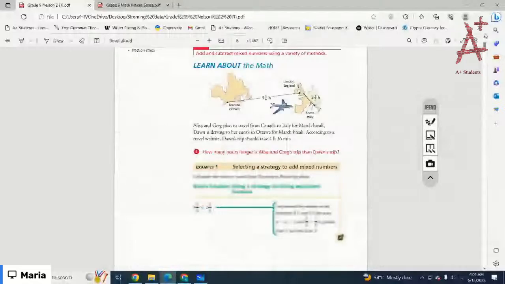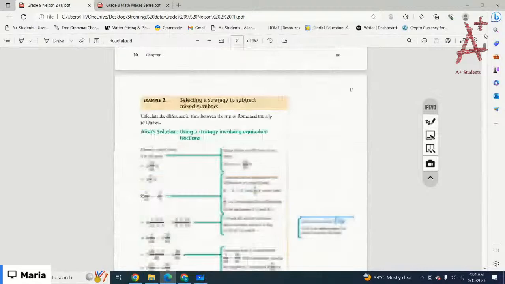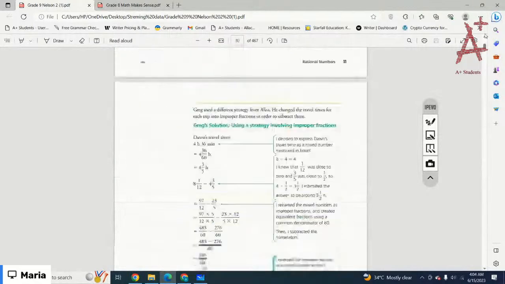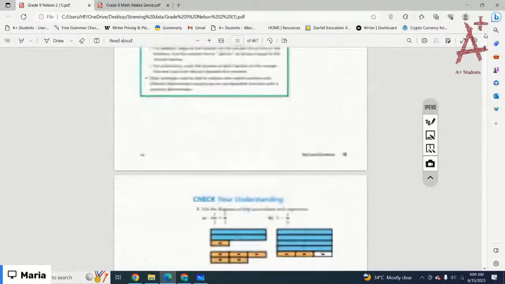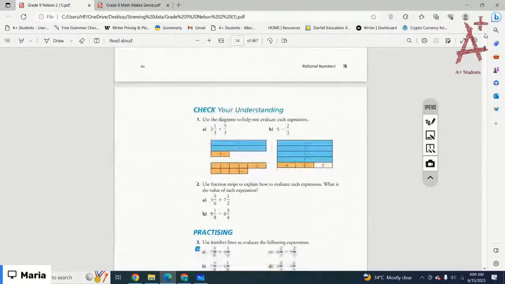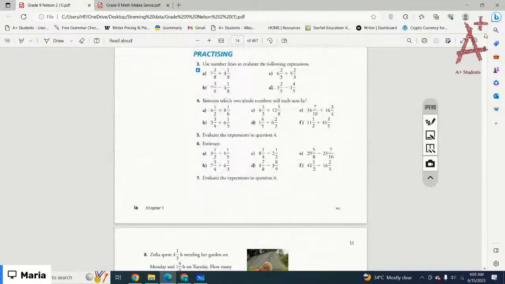Let's start with the examples. Okay, here we are. Let's start with the practice questions. Let's start with question number 3. You have to add 7 whole 3 over 8 plus 4 whole 1 over 8.